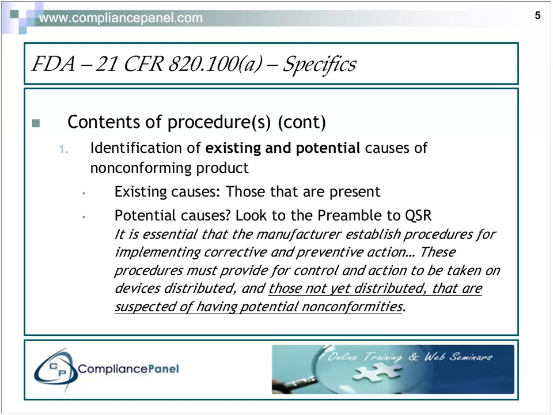The preamble states that it is essential that the manufacturer establish procedures for implementing CAPA. These procedures must provide for control and action to be taken on devices distributed and those not yet distributed that are suspected of having potential nonconformities. This underlined section has the word potential in it. It's the only reference to potential nonconformity in the preamble. And my interpretation of the reg is that's what is meant by identifying potential causes. Product that has not yet been distributed that could have the same type of nonconformance.